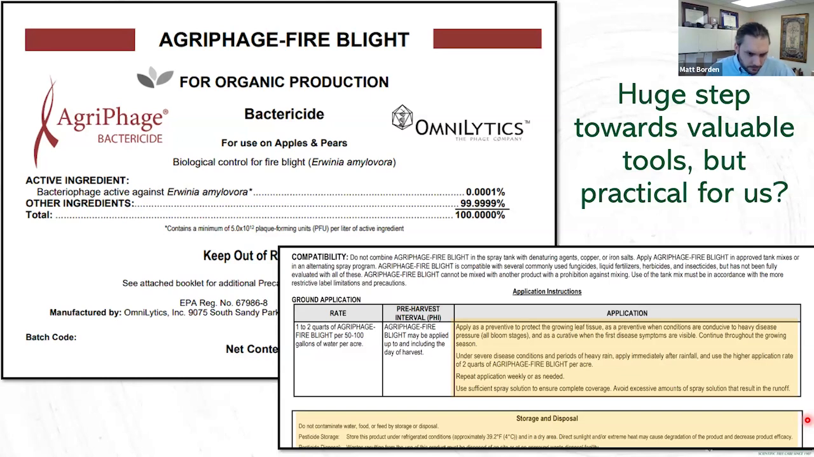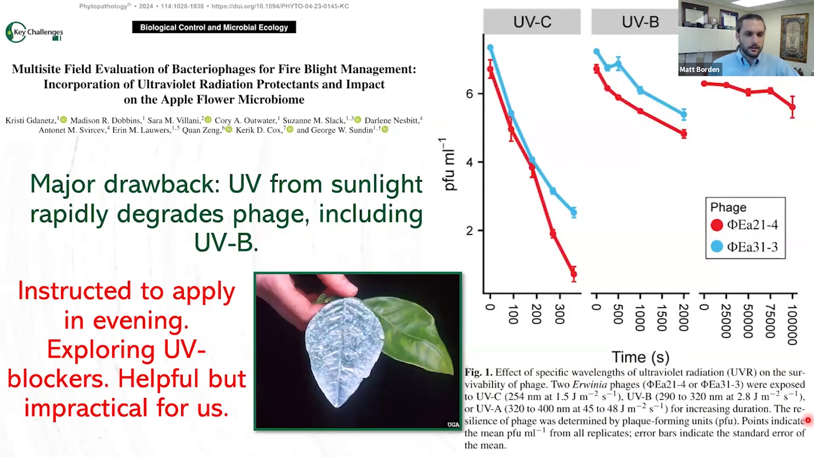So apply as a preventative to protect the growing tissue, as a preventative when conditions are conducive to heavy disease pressure, all bloom stages, and as a curative. Yeah, that's going to be a lot of applications, unfortunately. The real problem with these foliar applied phage is that they are very, very rapidly degraded by sunlight. As soon as UVB starts to hit them, they just disintegrate. Yeah, this is a huge obstacle. There's not really any way around it.